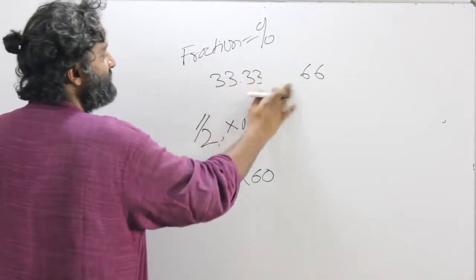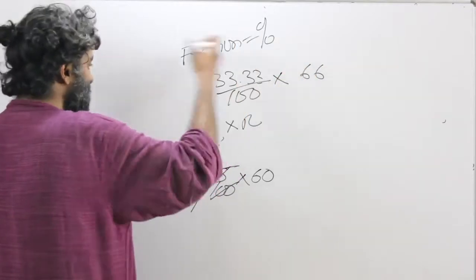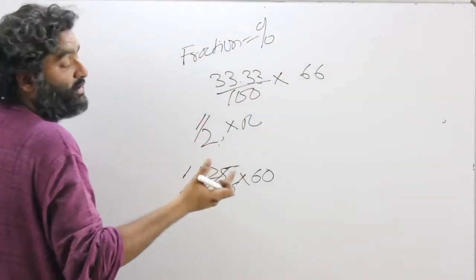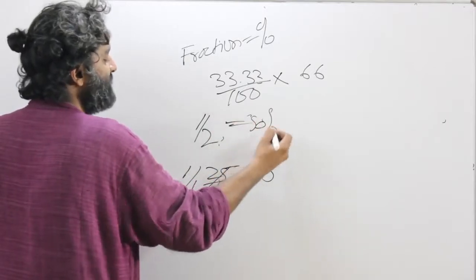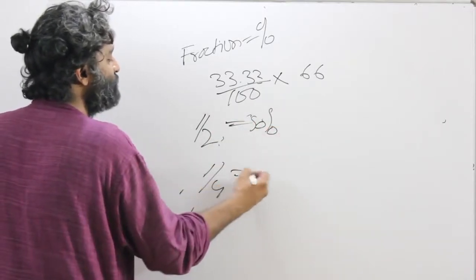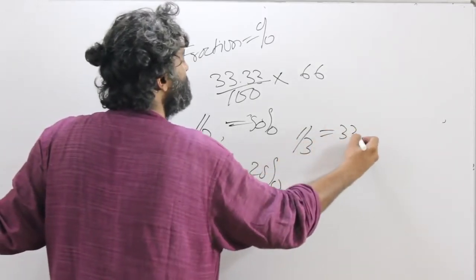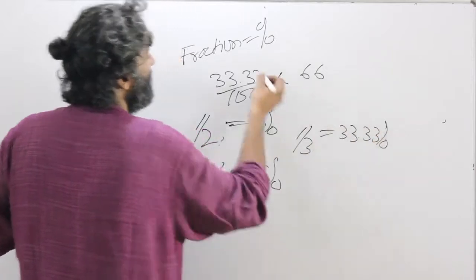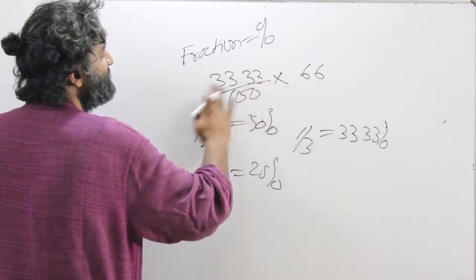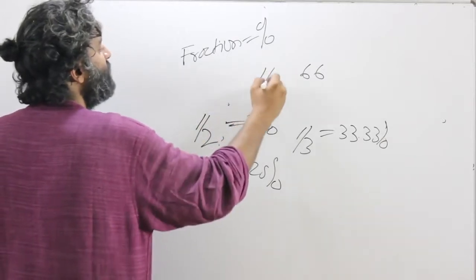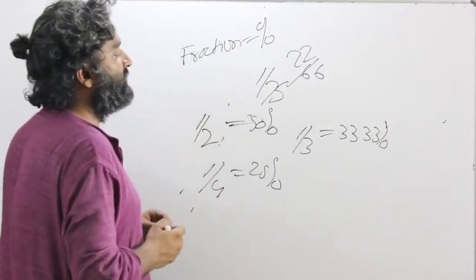Now, if you think in your standard method, 33.33 by 100 into 66, you start calculating, there will be some amount of trouble. But just like 1 by 2 is equal to 50% and 1 by 4 is equal to 25%, 1 by 3 is equal to 33.33%. So finding 33.33% of 66 is the same as multiplying it by 1 by 3, which is a far easier calculation compared to what we were doing earlier.